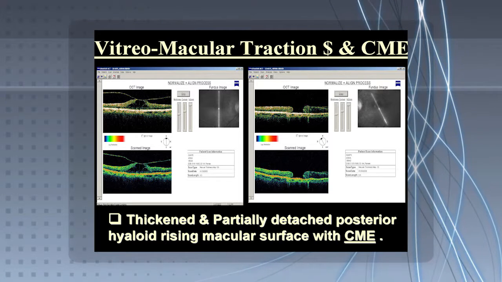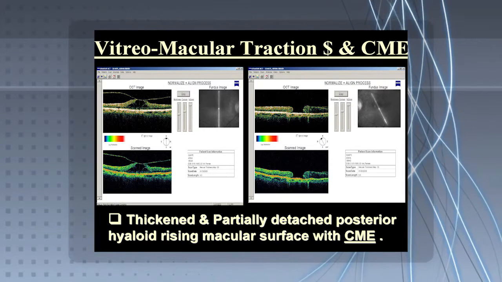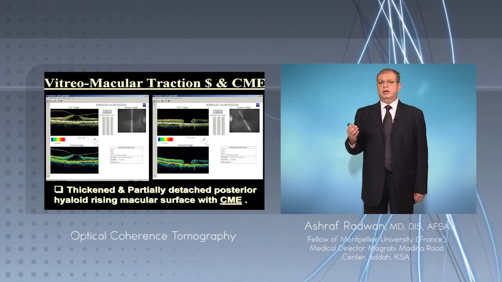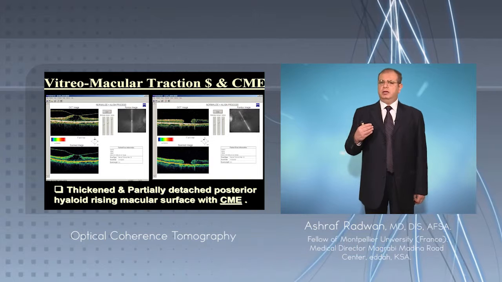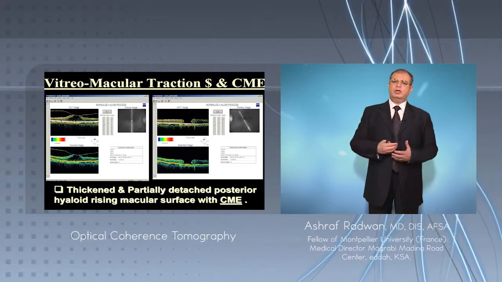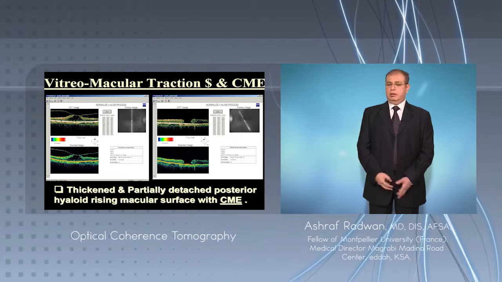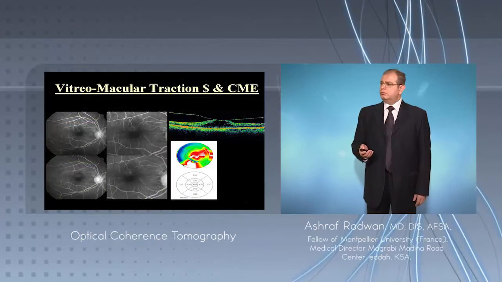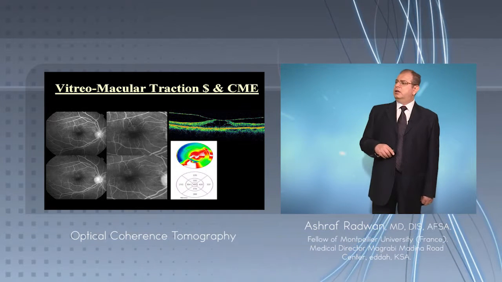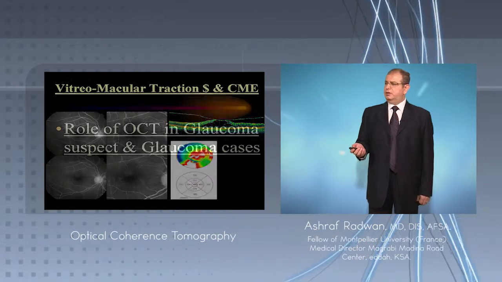with a partially thickened and detached posterior hyaloid raising the macular surface, with a very important cystoid macular edema. This shows us how important the use of the OCT is for the search of vitreomacular traction, which was not clear clinically and even with the fundus and the fluorescein images. This group of images shows us the importance of the OCT and its superiority over the fluorescein angiography pictures.